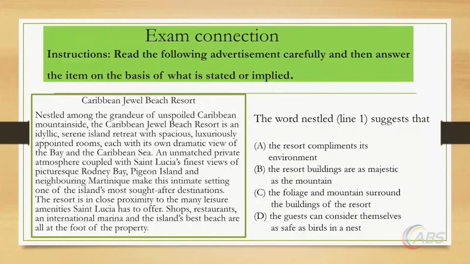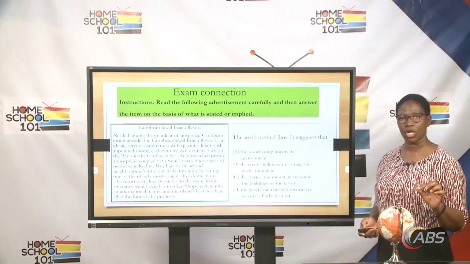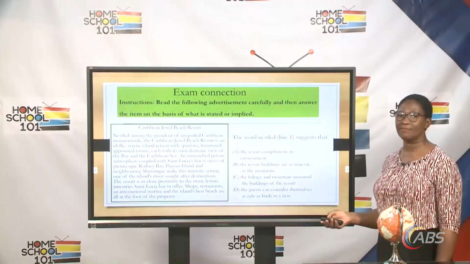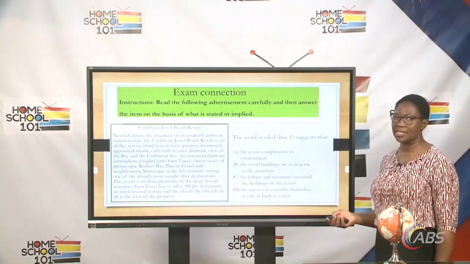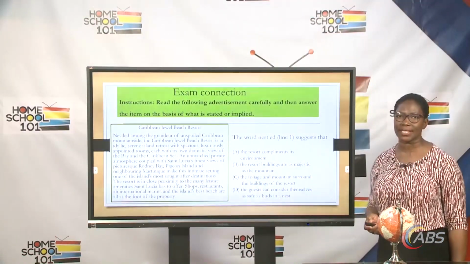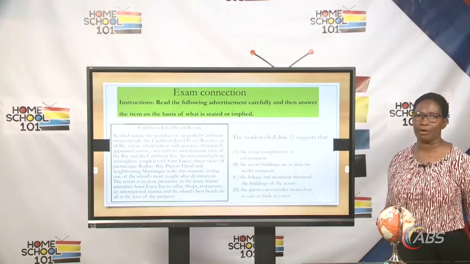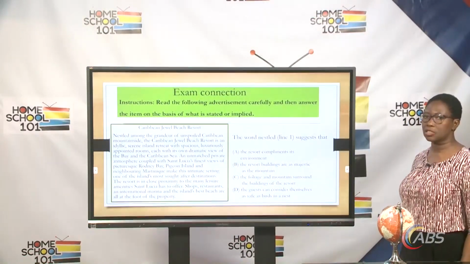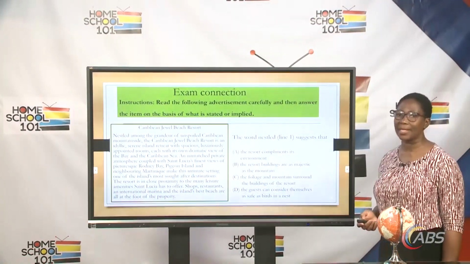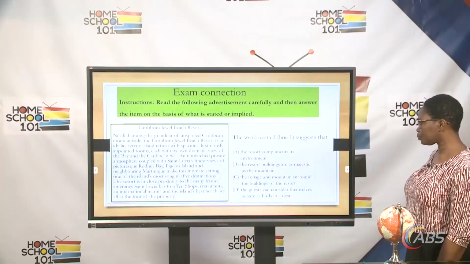First of all, you have to read the title of the passage. And the title says, Caribbean Jewel Beach Resort. Now, another thing that you should read, it's not here, but is the source of that passage. Usually the source is given at the bottom of the passage, so pay attention to that, because that's a big clue of the type of writing that it is, and also the writer's purpose and intended audience.